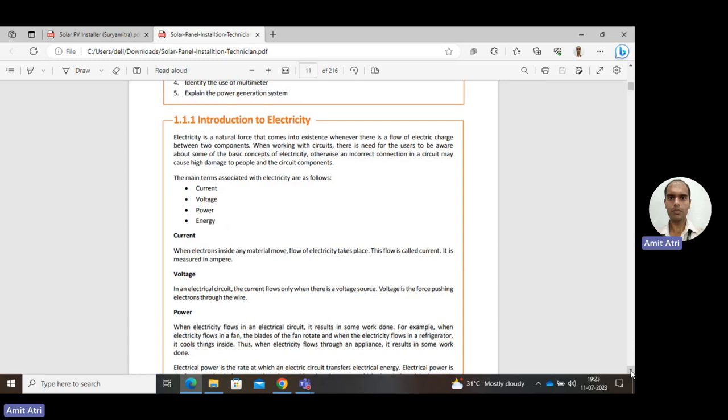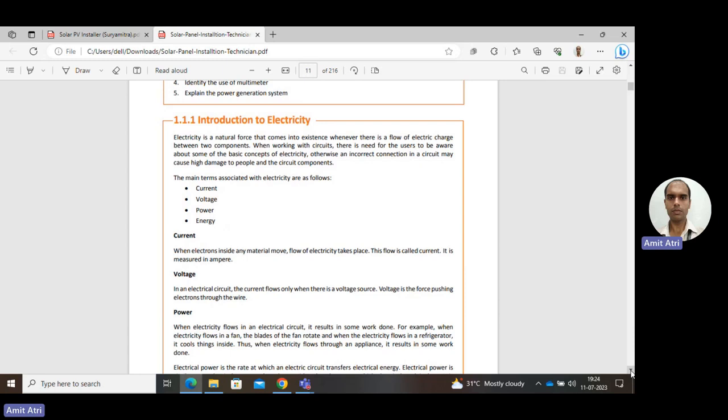Current, what is current first of all? The electrons inside any material move and form a current. So current is the movement of electrons in a particular direction, and the unit of current is the ampere.